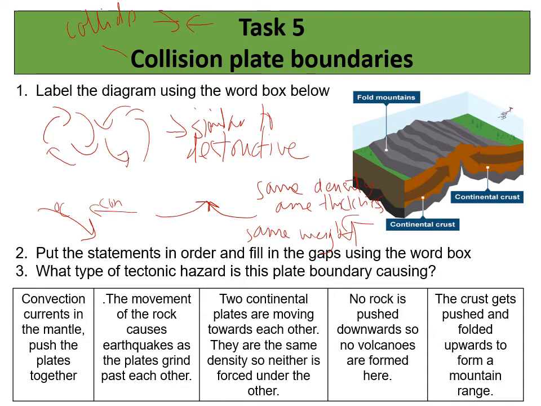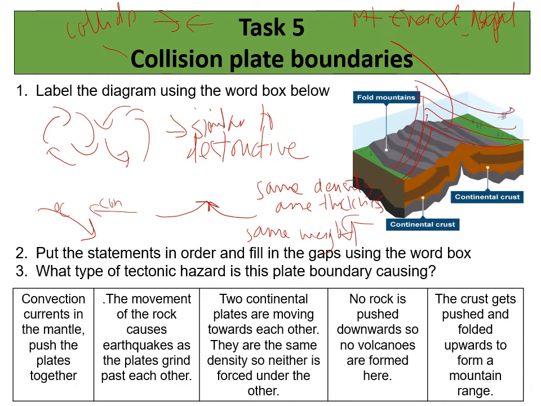So an example of fold mountains are the Himalayas, so Mount Everest in Nepal, which actually grows in height every single year. So it's getting taller every single year because the convection currents are constantly moving these 2 continental plates towards each other, which means that these fold mountains will get higher and higher every single year.